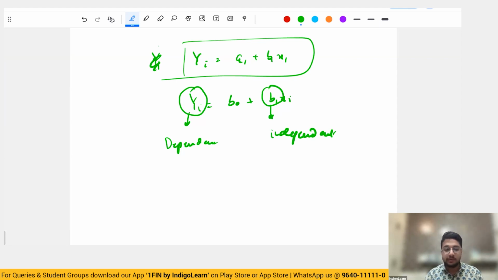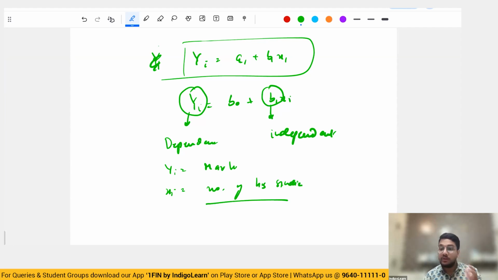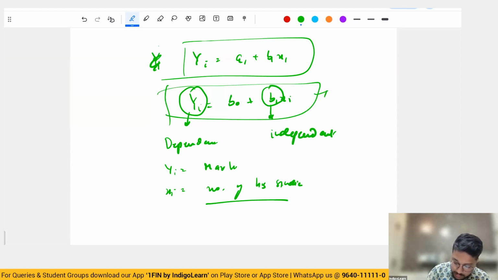And let's take an example. Let's say that I want to predict what marks you're going to get, Jeremiah, using this model. So what I can do is, yi can be the marks that you're going to get, and xi could be the number of hours that you have studied. So depending on the number of hours that you have studied, I am trying to predict how much marks Jeremiah is going to get for a particular examination. Now this is also one regression model.